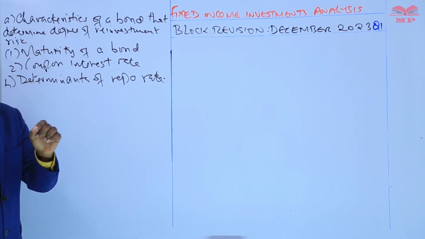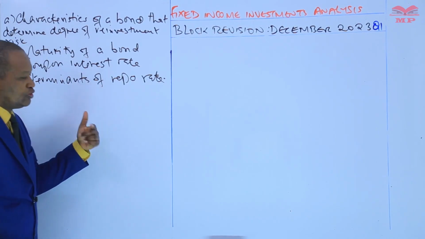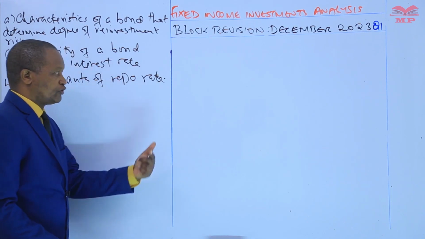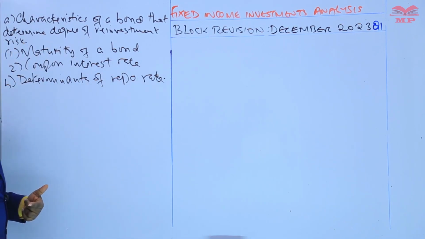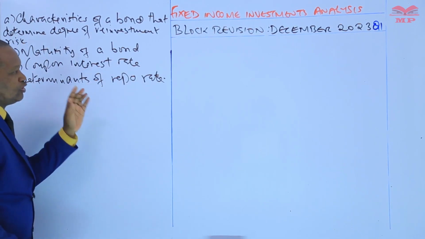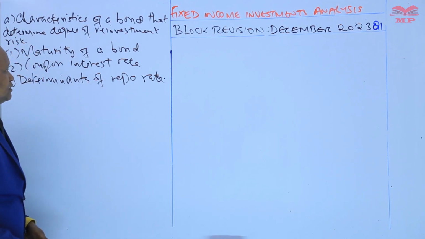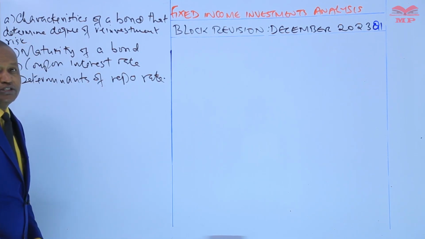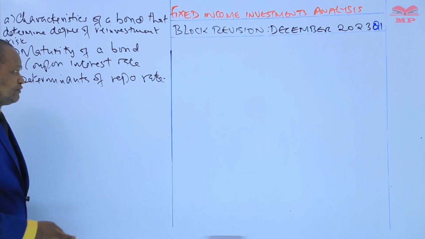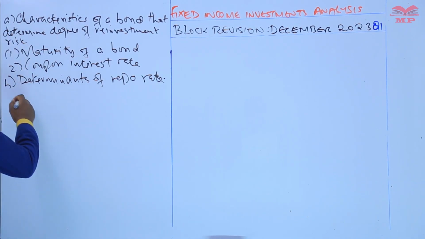It is the interest rate at which commercial banks borrow from the central bank. The question is, what are the determinants of repo rate? The first obvious determinant is inflation.